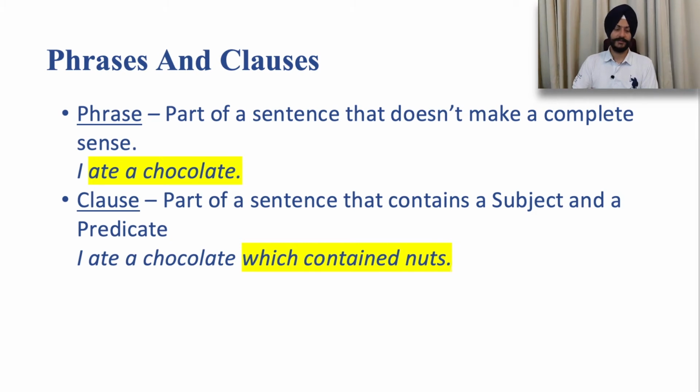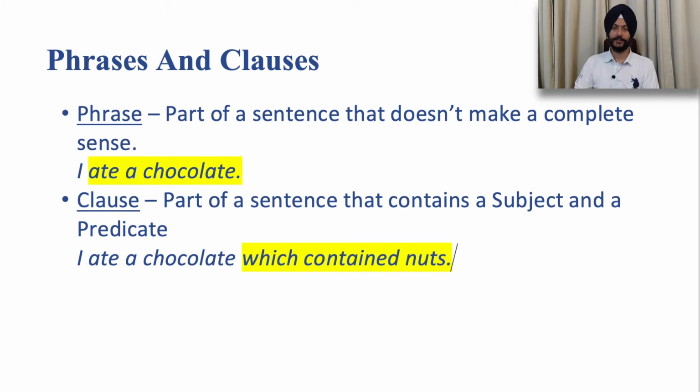What is a phrase? What is a clause? Let's discuss them. A phrase means a part of a sentence that does not make complete sense. For example, I ate a chocolate. Over here, I've highlighted the group of words, ate a chocolate. It's a part of a sentence, but this group alone does not make any sense. Hence, it qualifies to be a phrase.